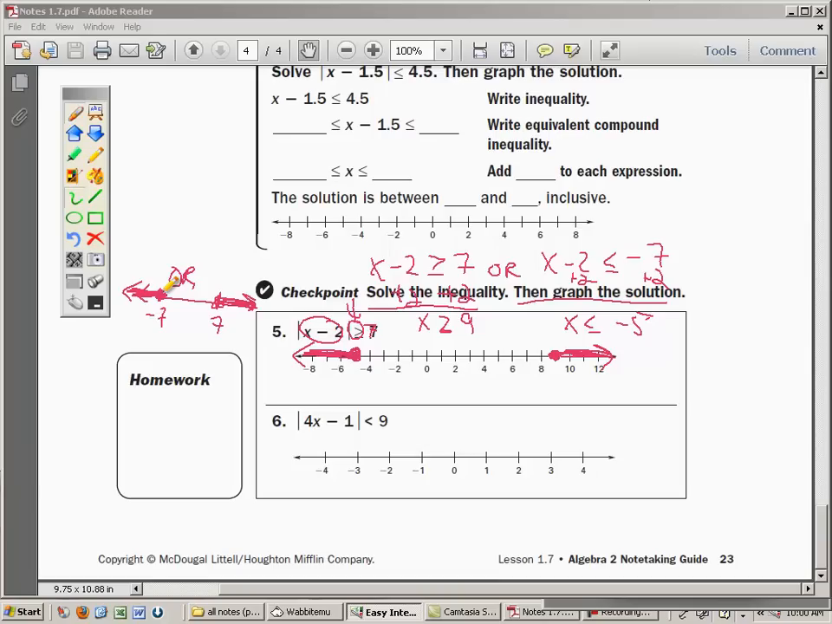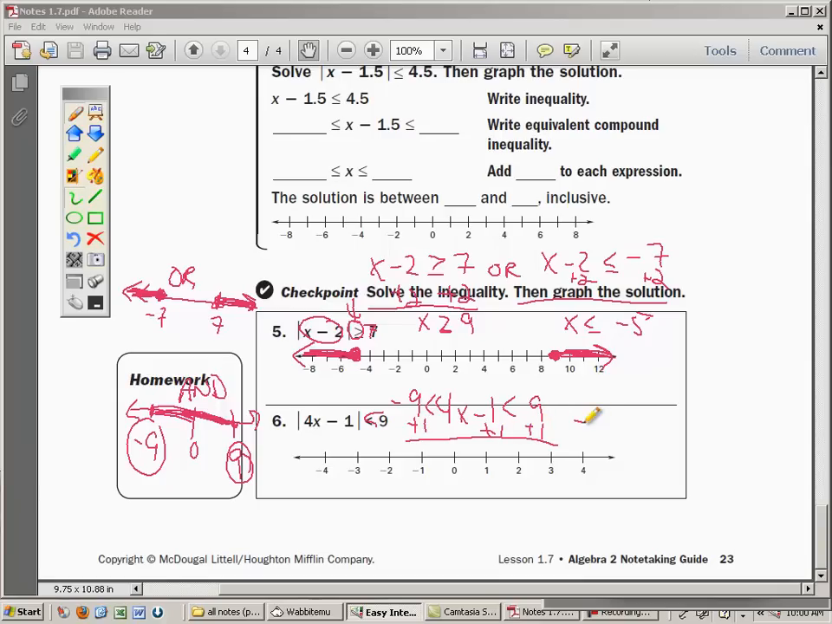In the next one, I want all the numbers that are less than 9. So now, the numbers that are less than 9 are the numbers that are this way, but they stop at negative 9. So again, here's 0. It's somewhere between 9 and negative 9 if the absolute value is less than 9. So that leads to an AND graph. And so since that's leading to an AND graph, I'm going to put 4x minus 1 between negative 9 and positive 9. Okay, add 1 to all 3 parts.